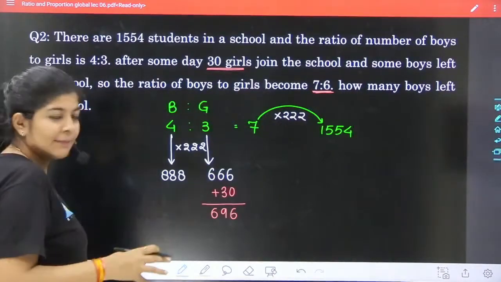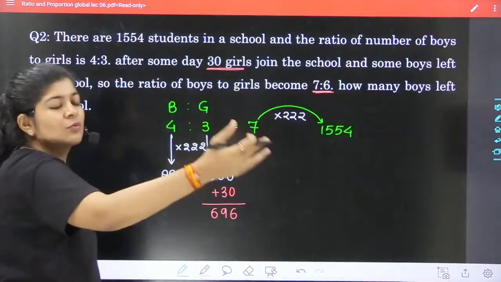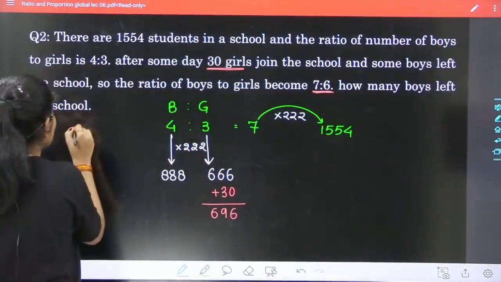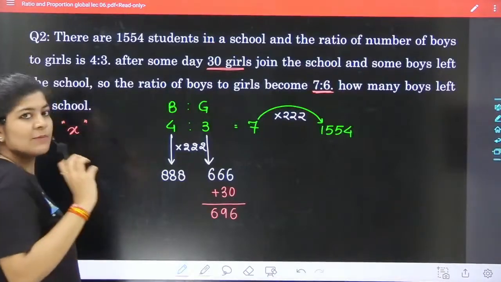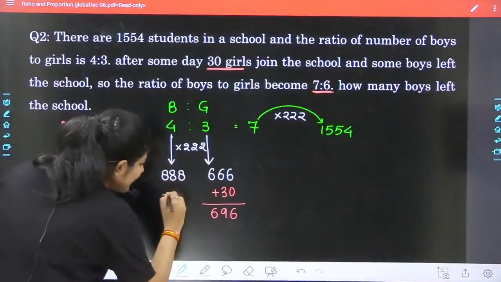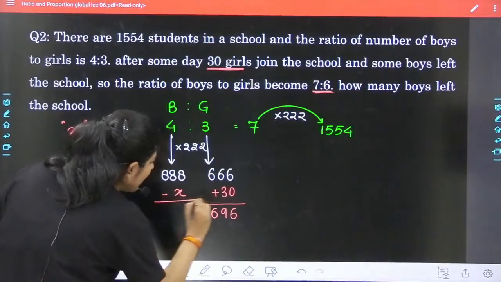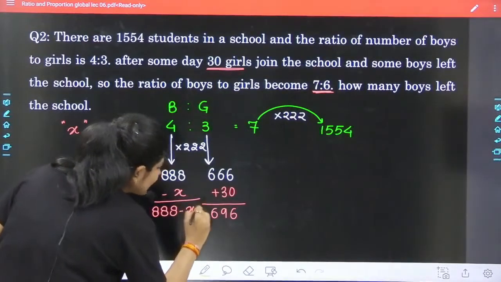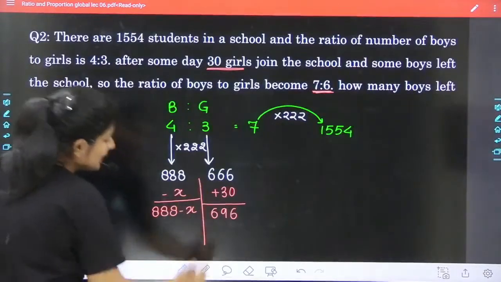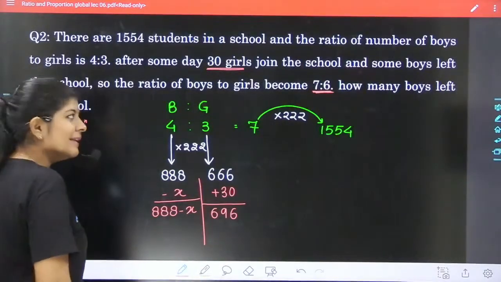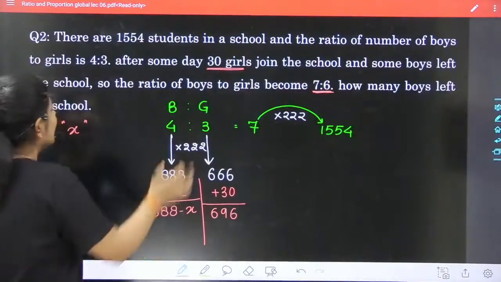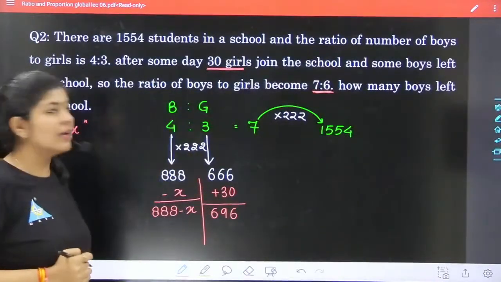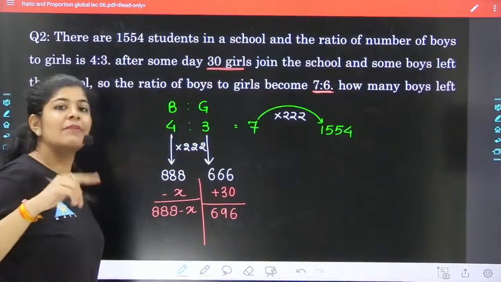And at the same time, some boys left the school, but we don't know the exact value, so we can just assume it as X. That means X boys left the school. So we just simply subtract X from here and we will get 888 minus X. Right? But in the question, it is also given that after all this, the ratio of boys to girls will become 7:6.